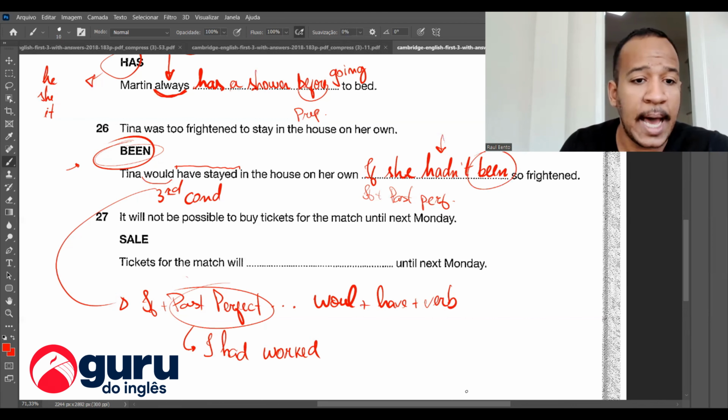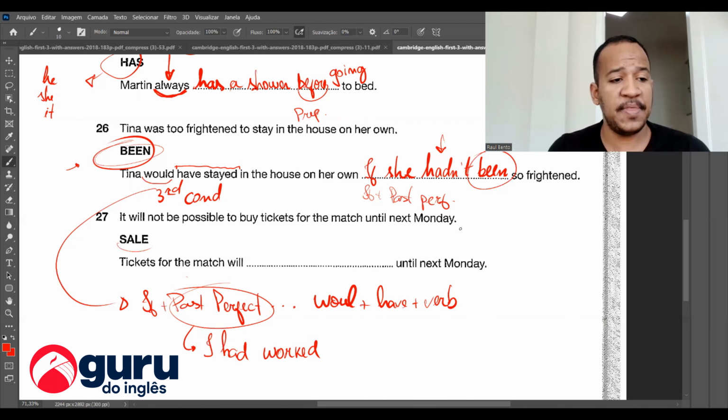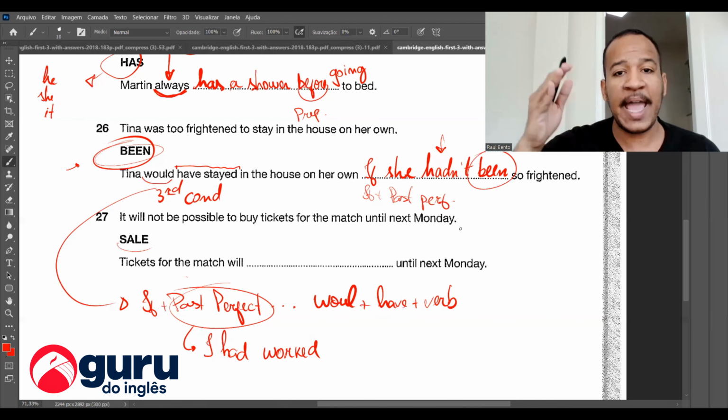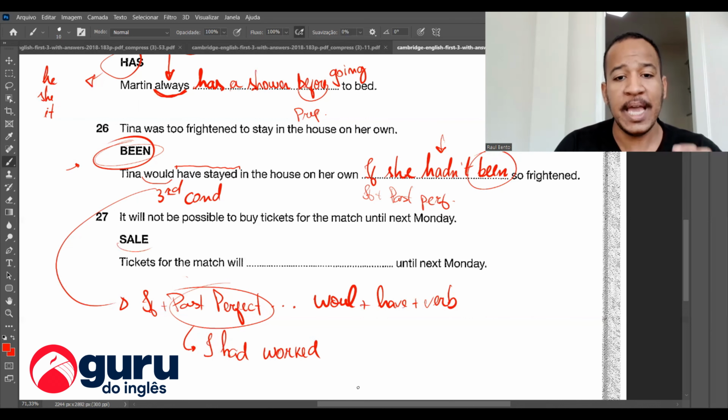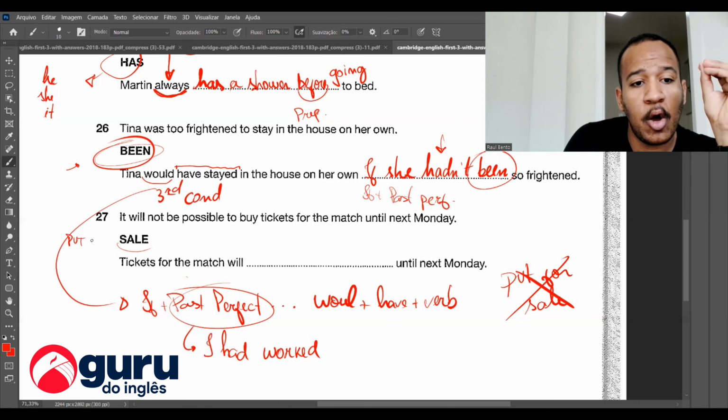27 now. We have, it will not be possible to buy tickets for the match until next Monday. Okay, so here we'll have a kind of fixed phrase or a collocation with the verb sell. Tickets for the match will until next Monday. When I have something to sell, for example, suppose I'm going to sell my iPhone, so I will put my iPhone on sale. Many people used to say put for sale, but it's not right. Put for sale, it's put on sale.